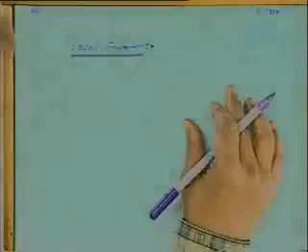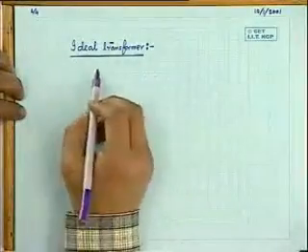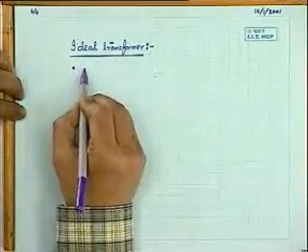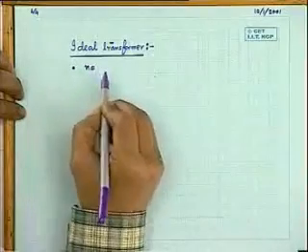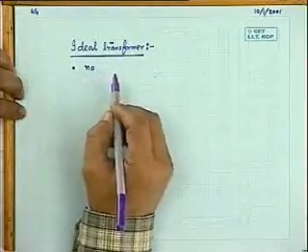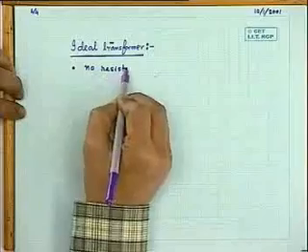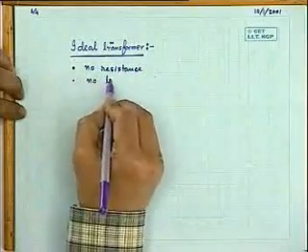So let us continue with our discussion on the ideal transformer, which we started in our last lecture. To review, an ideal transformer has no resistance and no leakage flux. I'll quickly write so that you can recapitulate.